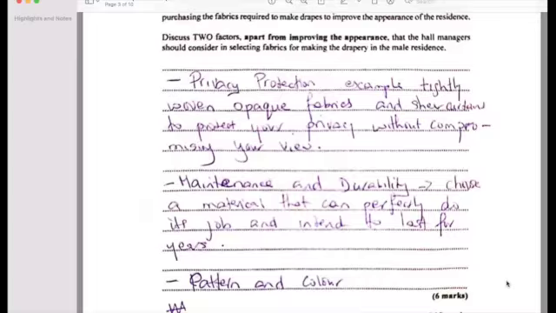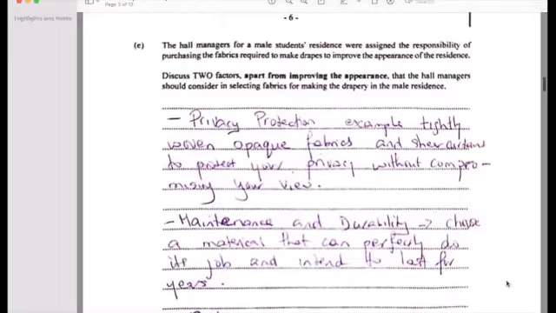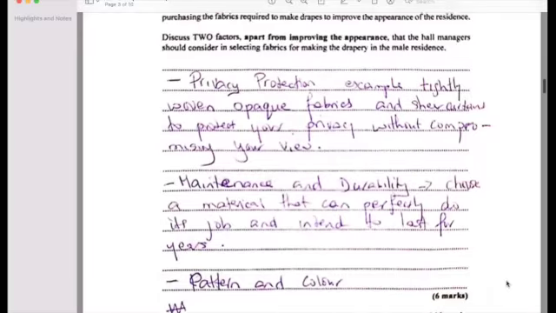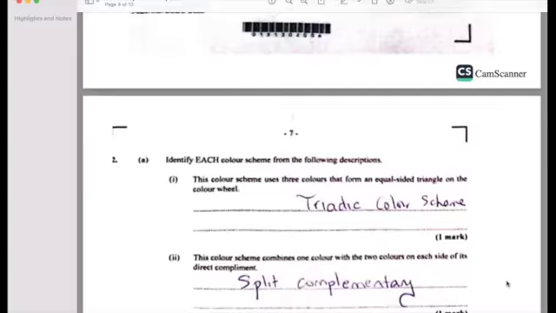Another point will be maintenance and durability. When we're talking about maintenance and durability, we choose a material that is perfectly suitable for the job and, most importantly, lasts for a long time. And we can talk about pattern and color, and explain that. That's 6 marks. So all we need to do is discuss 2 and then explain. You list your 2 points first, and then you explain. And that's question number 1. Let's go to question number 2.